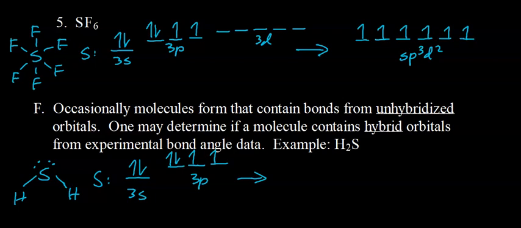Here's the problem. The bond angle in H2S, this molecule, is about 92 degrees. Now that is not consistent with a molecular geometry of tetrahedral and a hybridization of sp3. So what happens in this case is that the sulfur does not hybridize. It stays with its 3s and 3p atomic orbitals. And then those 2 hydrogens, they form covalent bonds by overlapping their orbitals with the atomic 3p orbitals in sulfur.